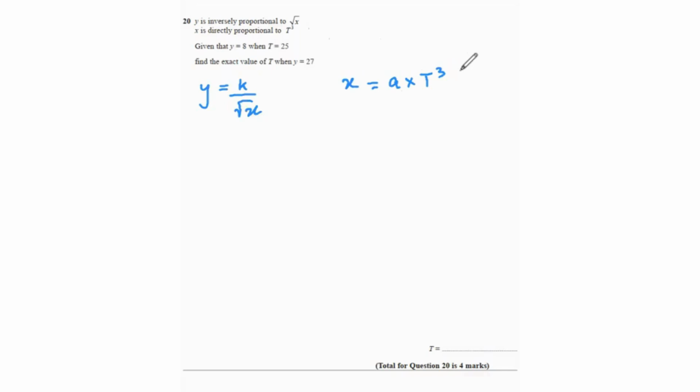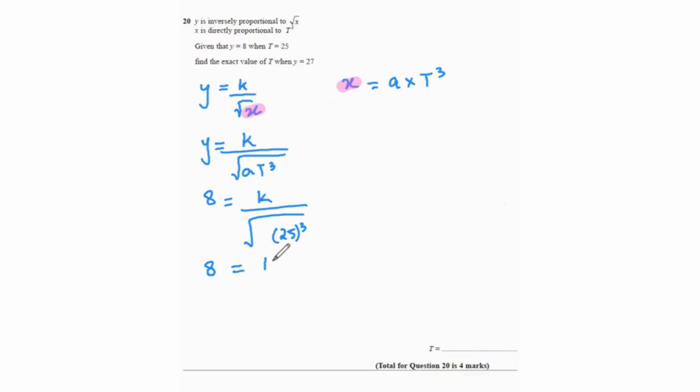So we have two different equations. The common thing between both these equations is x. So what if I replace x with a t cubed? When I do that, we have y equals k over root of a t cubed. Now the question says given that y equals 8 when t equals 25. So y equals 8 and t equals 25. Let's substitute that and try to simplify this.